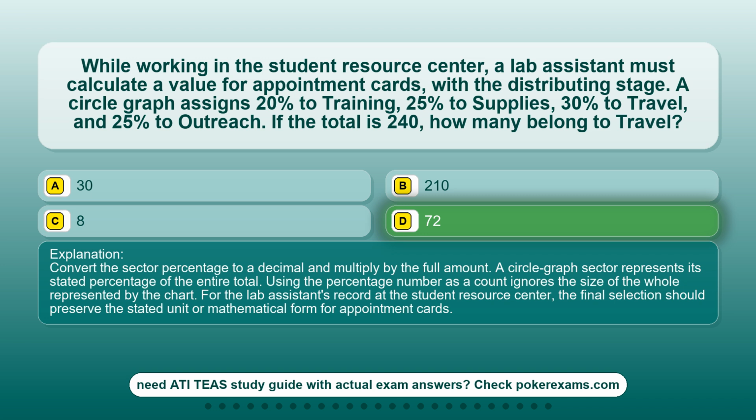Convert the sector percentage to a decimal and multiply by the full amount. A circle graph sector represents its stated percentage of the entire total. Using the percentage number as a count ignores the size of the whole represented by the chart. For the lab assistant's record at the Student Resource Center, the final selection should preserve the stated unit or mathematical form for appointment cards.